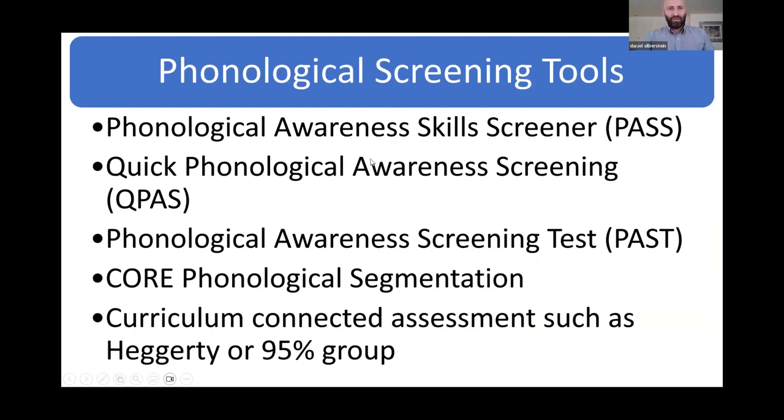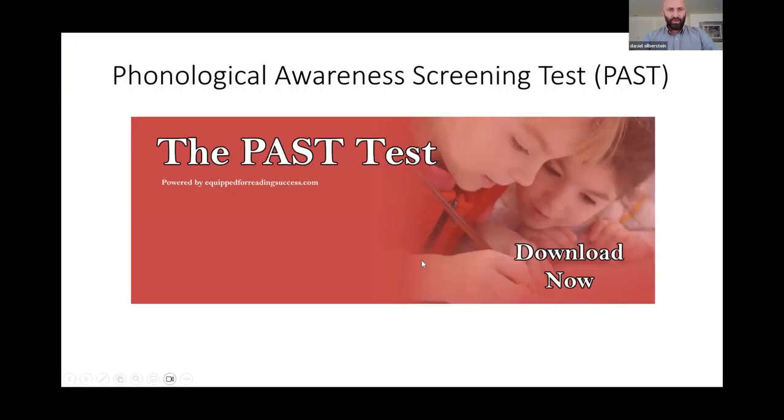So here are some phonological screening tools. Informally, there's the PASS, the Phonological Awareness Skills Screener, the QPASS, the Quick Phonological Awareness Screening, the Phonological Awareness Screening Test, Core Phonological Segmentation Test, and then any curriculum connected assessments such as Heggerty, 95% Group. There's a ton of other curriculum connected ones, FastBridge, Easy CBM, all that sort of stuff, iReady, Amplify mClass. There's a ton of different phonological screeners out there, or dyslexia screeners. Some of them are paid programs. These ones often are free, so you could just try them in your programs.